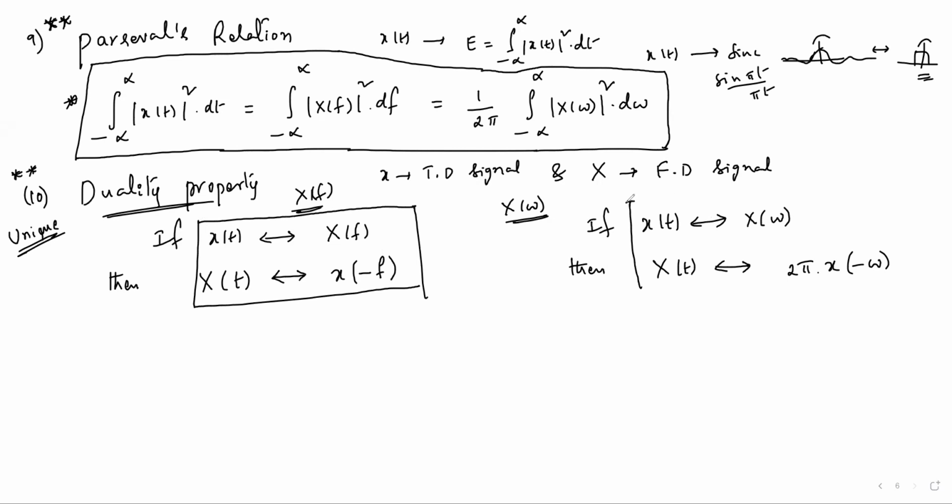Very, very important. Right now we use this property to find the Fourier transform of some standard signals. So, the duality property.